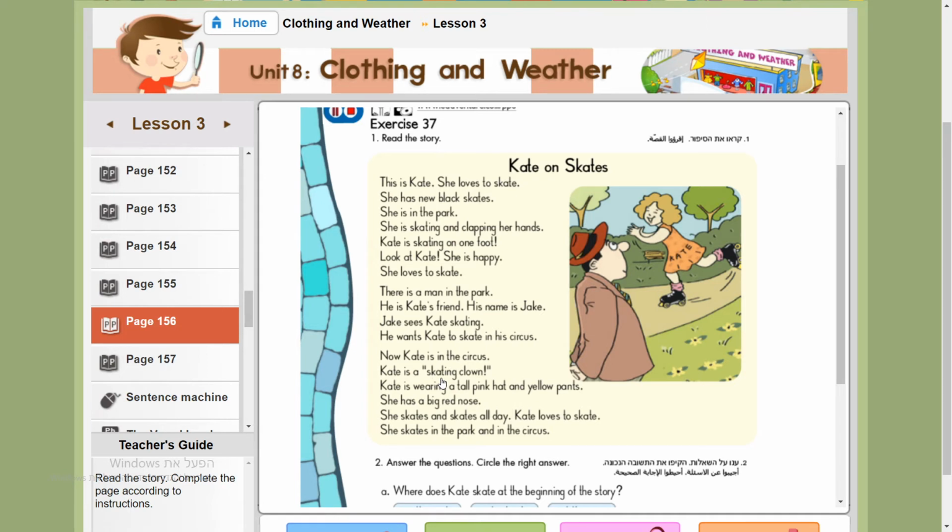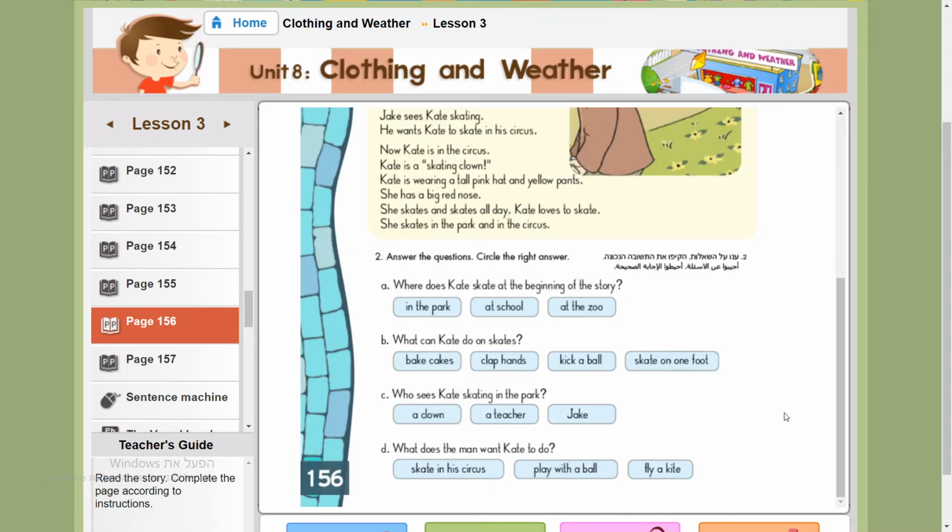Now Kate is in the circus. Kate is a skating clown. Kate is wearing a tall pink hat and yellow pants. She has a big red nose, like the clown. She skates and skates all day. Kate loves to skate. She skates in the park and in the circus. Did you like the text? Okay, do you like to skate?